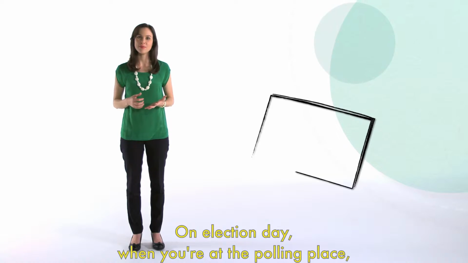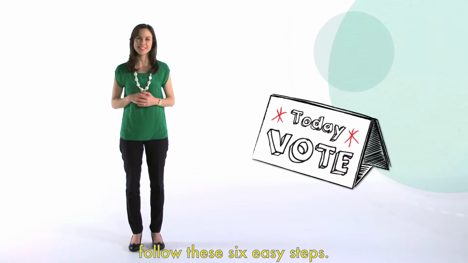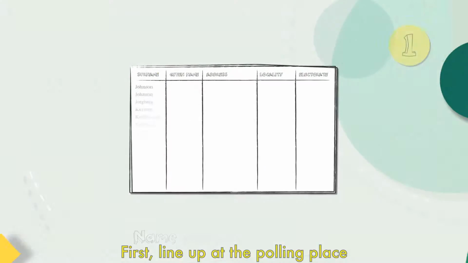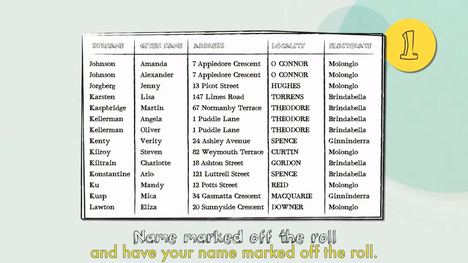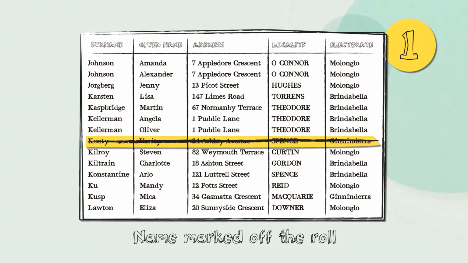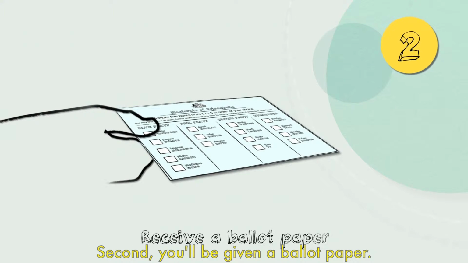On election day, when you're at the polling place, follow these 6 easy steps. First, line up at the polling place and have your name marked off the roll. Second, you'll be given a ballot paper.